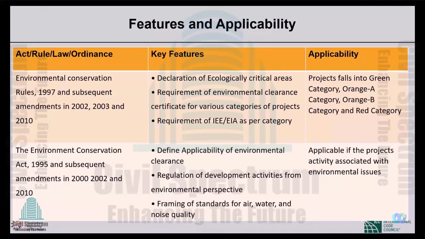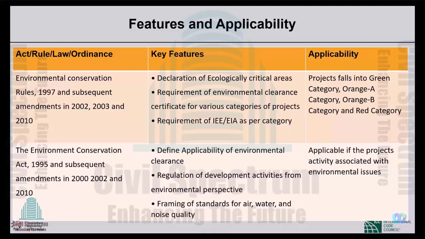Now, the features and applicability of that rule: Environmental Act, law, ordinance, key features, applicability, Environmental Conservation Rules 1997, subsequent amendments in 2002, 2003, and 2010, declaration of Ecologically Critical Areas, requirements of environmental clearance certificate for various categories of projects, requirements of IEE and EIA as per category. Projects fall into the green category, orange A category, orange B category, and red category.